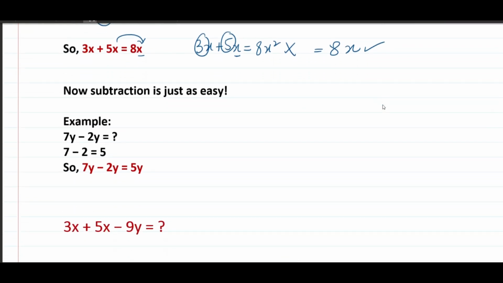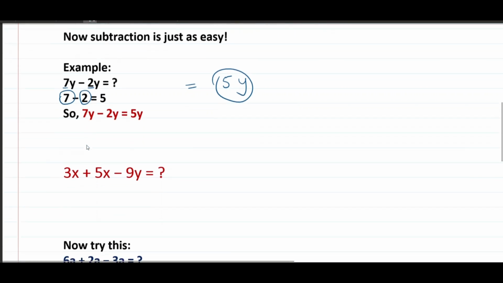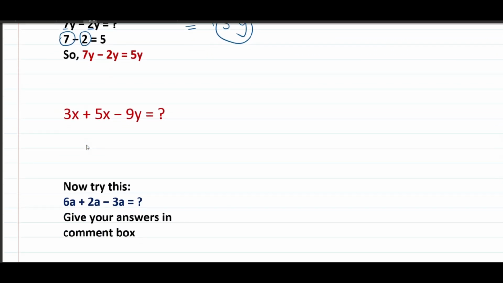In subtraction the concept is the same, only instead of plus, minus will come. So the variable will be copied as it is and you just subtract the coefficients, the numbers. 7 minus 2 is 5. So the work will be done on coefficients only, not on the variables. So now, can you solve this?